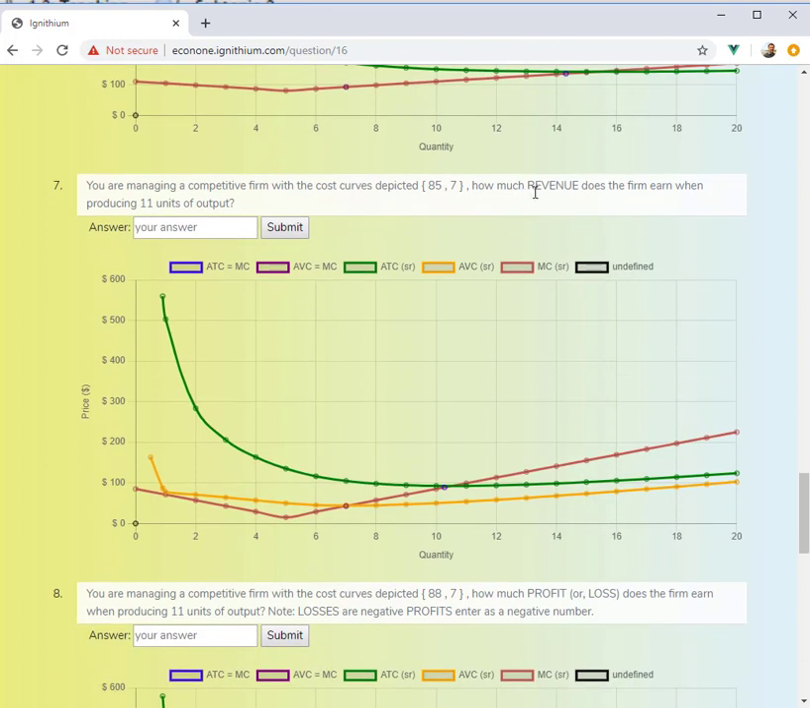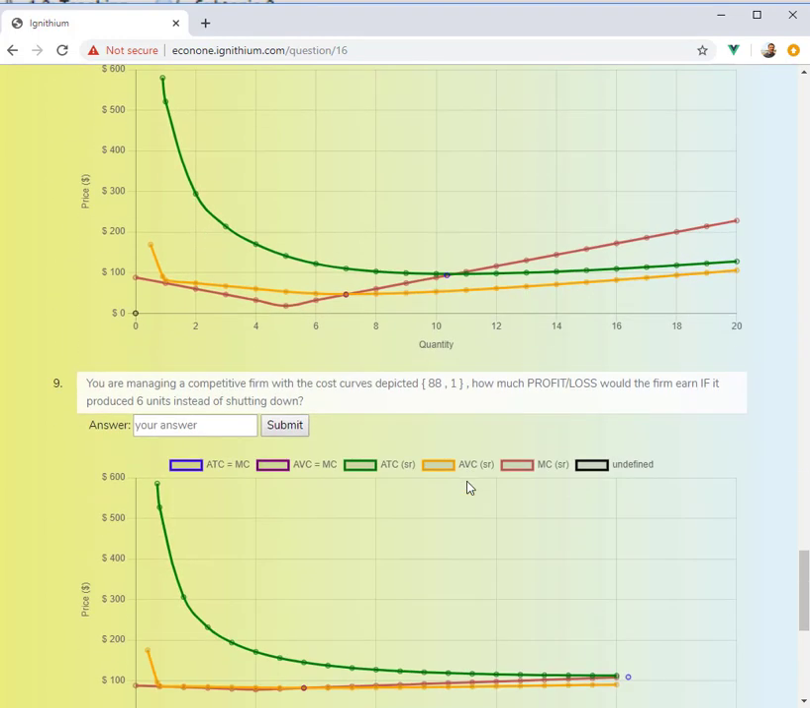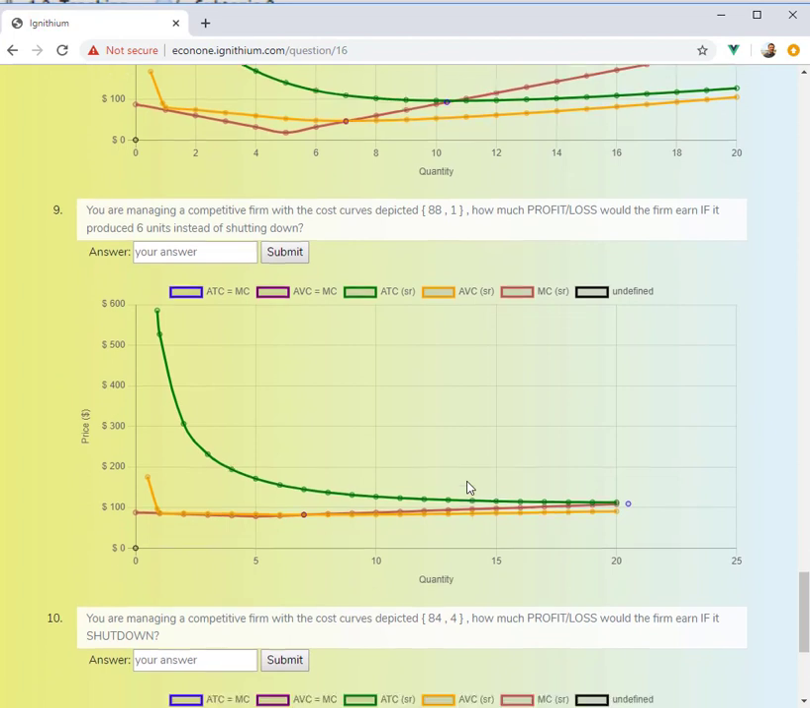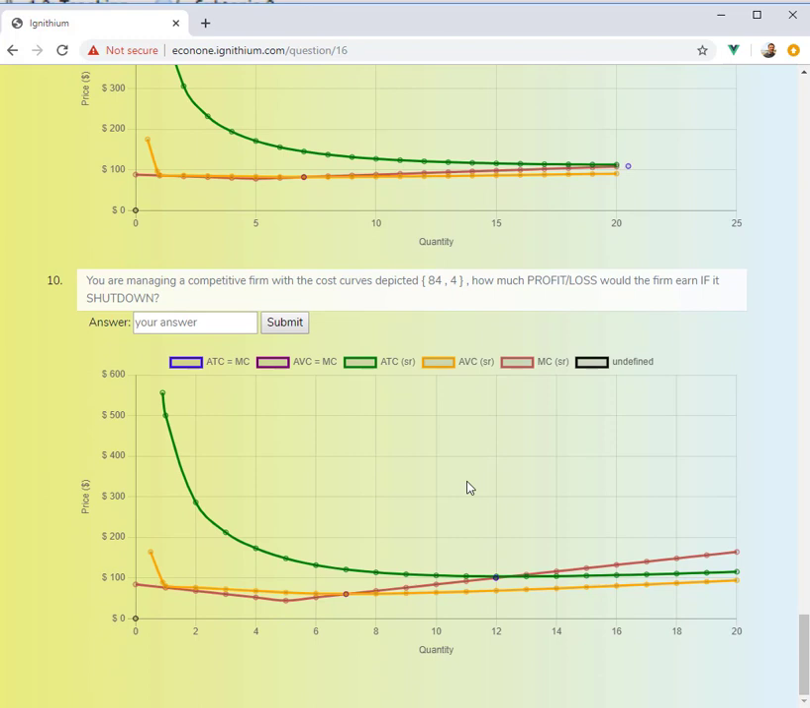And so remember, revenue is price times quantity. So if you're producing 11 units and price is equal to marginal cost, then we can do price times quantity there to get the revenue of the firm, or the total revenue. So I think based on everything that I've discussed, you should be able to calculate everything that remains for this homework assignment.